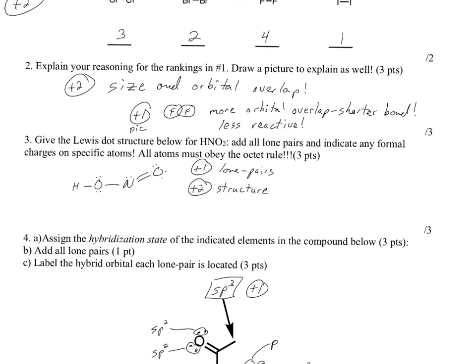Here, Lewis structure. Again, make sure the nitrogen's the middle atom. The hydrogens usually never bond to the middle atom. So +1 for lone pairs, +1 for structure.